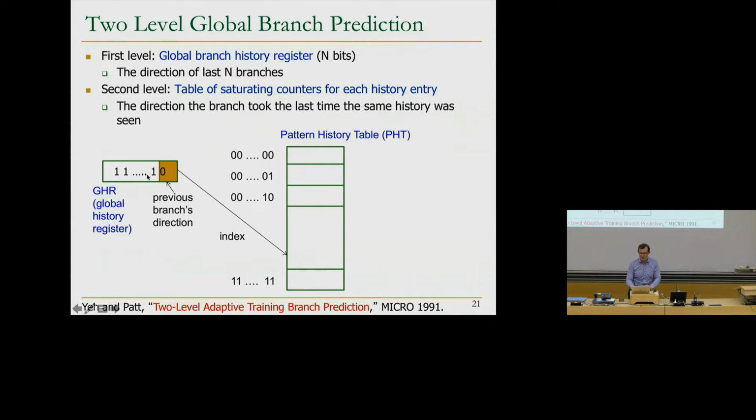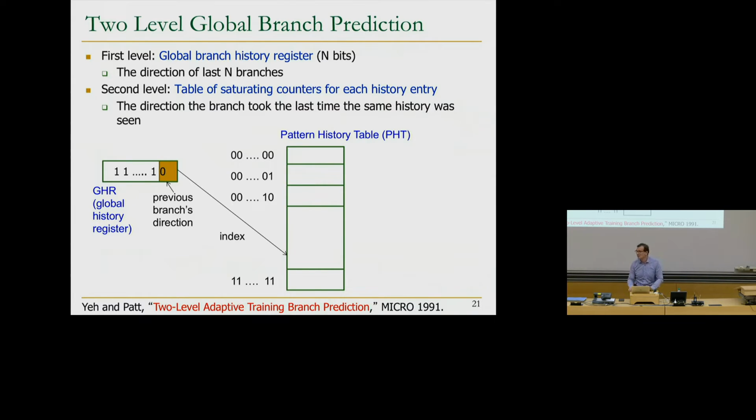So we're going to index this pattern history table with the value that you have in the global history register. So if you saw this history last time, where did the branch go? If this was 1 bit, it will say the branch was taken, or the branch was not taken. And if you see the exact same history again, you're going to index into that same location, and you're going to get that bit saying taken or not taken, and you're going to do whatever outcome was recorded over there.